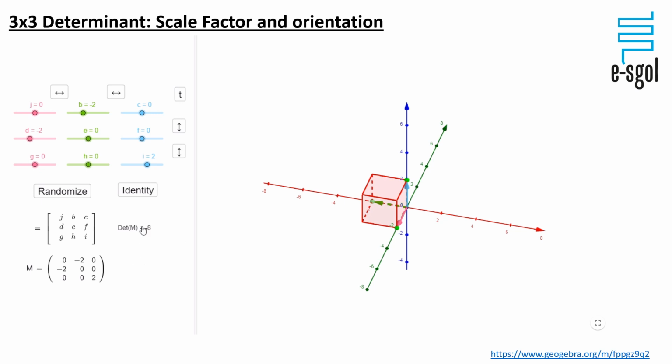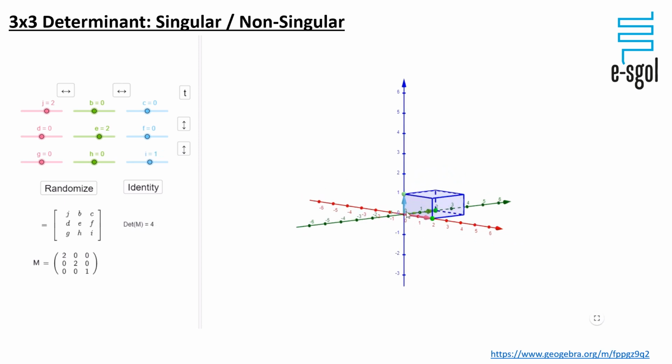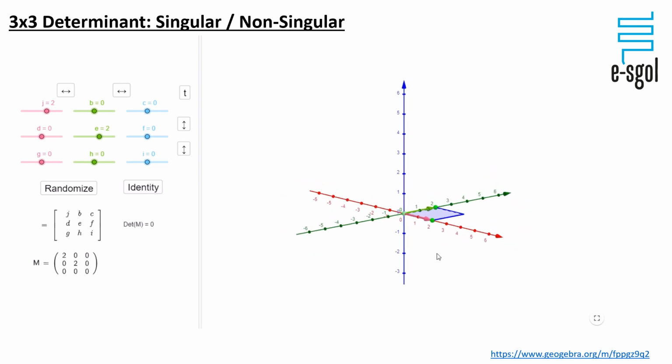So the determinant is telling us not only the volume scale factor, it's also telling us about the orientation of the new shape. Now, thinking about singular and non-singular matrices, a singular matrix is where the determinant equals 0. So I'm just going to pull this point down so that it's 0. So we have a scale factor of 0. We have completely collapsed the cube. This is a singular matrix.